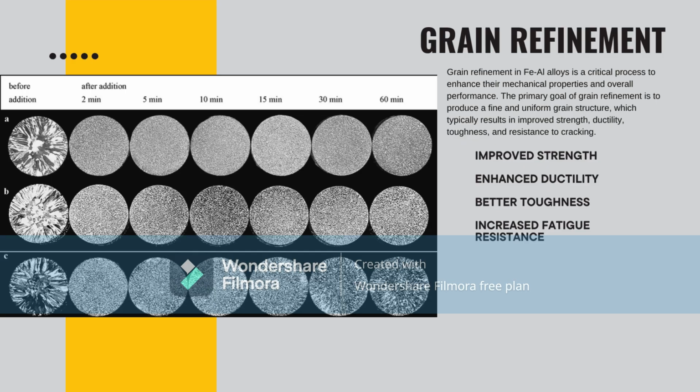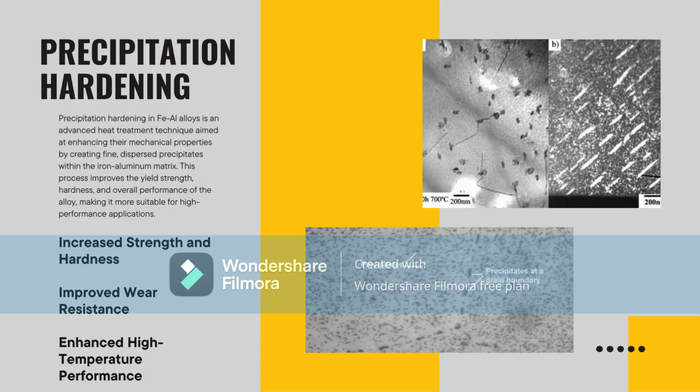Grain refinement. Grain refinement is a critical process to enhance their mechanical properties. The goal is to produce a fine and uniform grain structure, which typically results in improved strength, ductility, resistance to cracking, and toughness. Finally is precipitation hardening. The purpose of precipitation hardening is to increase the strength and hardness, improve the wear resistance, and enhance the high temperature performance. The purpose of the heat treatment is to create a fine dispersed precipitate within the iron aluminum matrix.